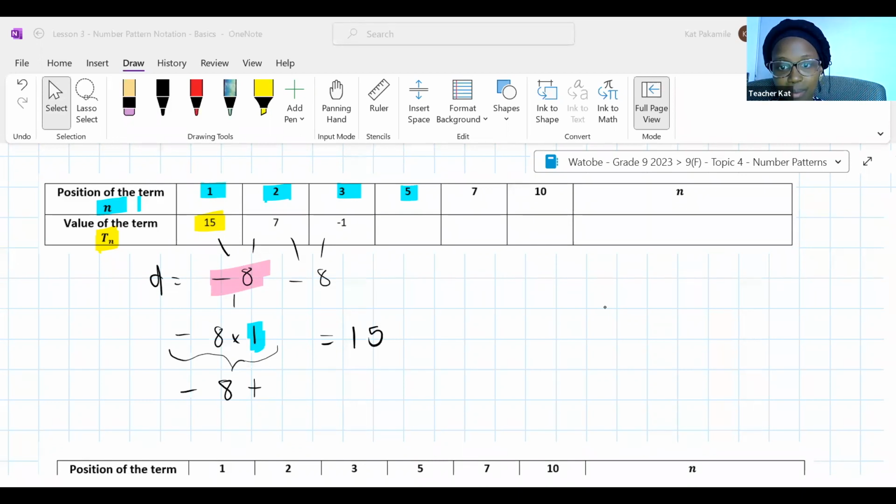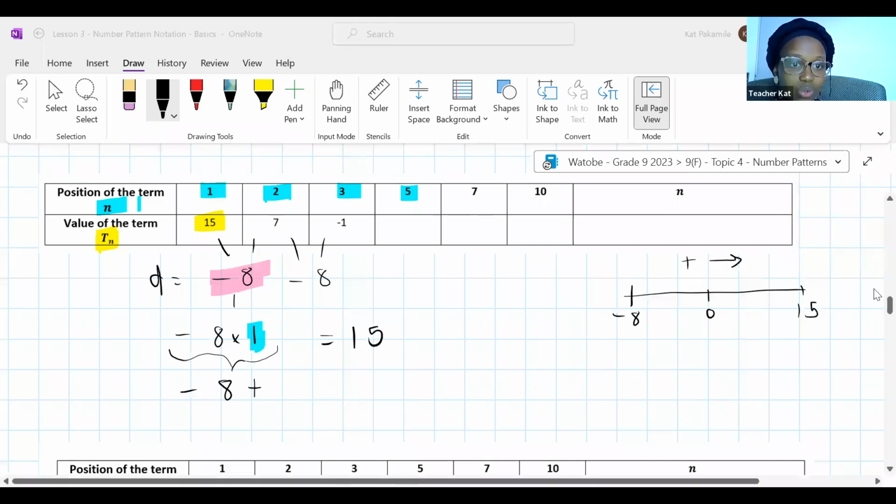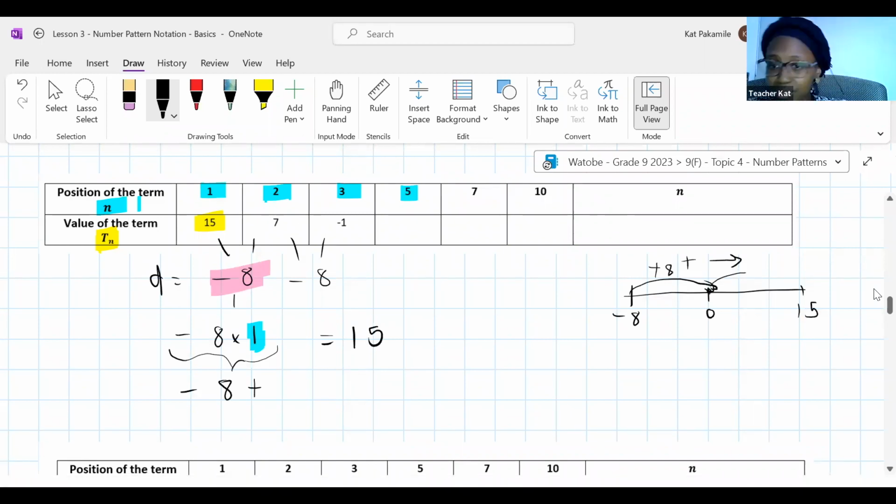Remember, if you are at -8, you want to get to positive 15. And we are adding, so we have to go that way, right? So here is 0. To get from -8 to 0, how much do I need to add? Thank you, 23 in total. Guys, to get from there to there, I first need to add 8. But then I'm only at 0, I need to add another 15. So 8 plus 15 is 23.